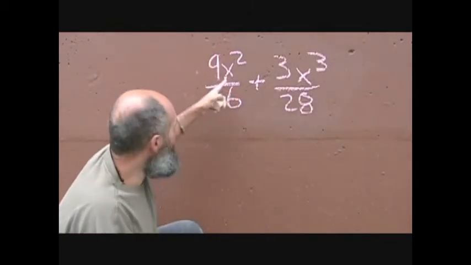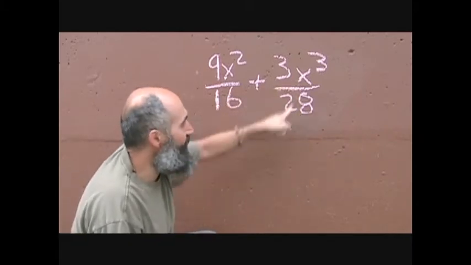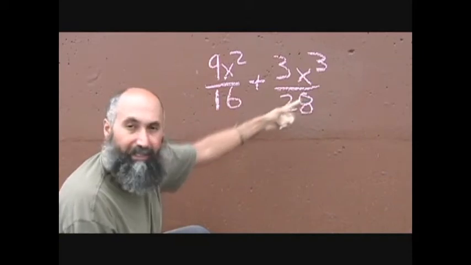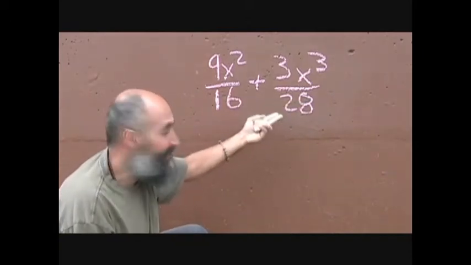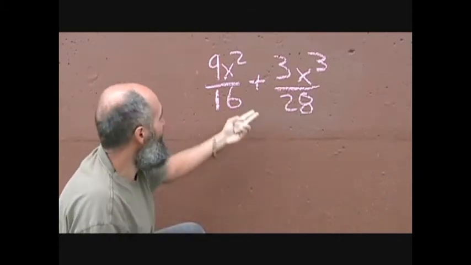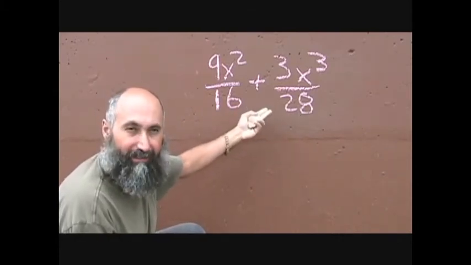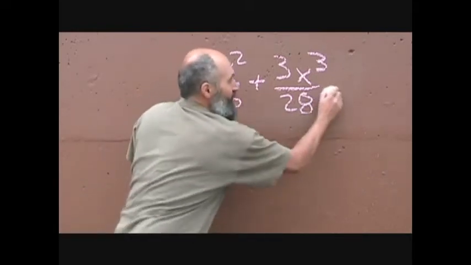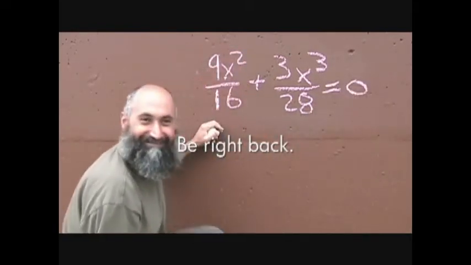So we've got 9x squared over 16 plus 3x cubed over 28. And again, if there was no equal sign here, they would just say factor this expression. But we're going to continuously add the equal sign because it's one step more complicated. So we're going to try to solve the equations right away. We're just going to add 0.